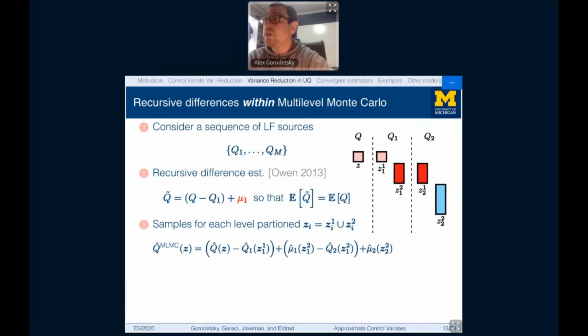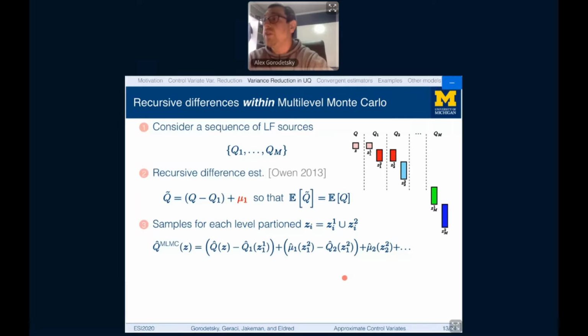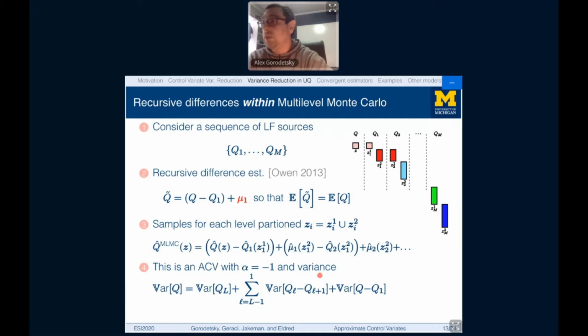So now we can keep doing this over and over again and eventually build an estimator that has many models and has this type of recursive sampling strategy. This is the sampling strategy that's used within multi-level Monte Carlo by building up recursive difference estimators. And you can rearrange it, by grouping terms corresponding to the same models, as an approximate control variate with a fixed weight -1 and the variance, which I've talked about earlier.